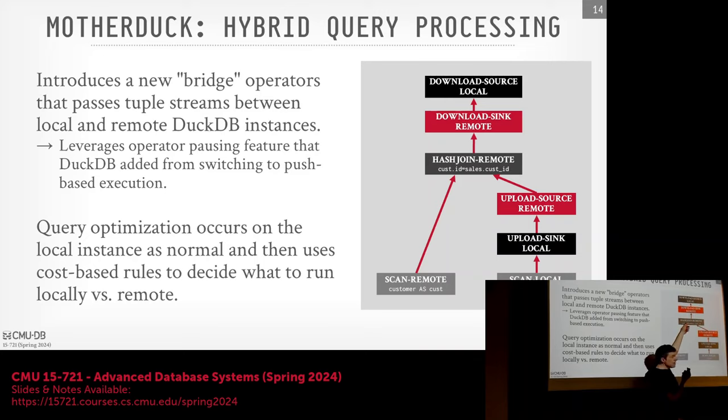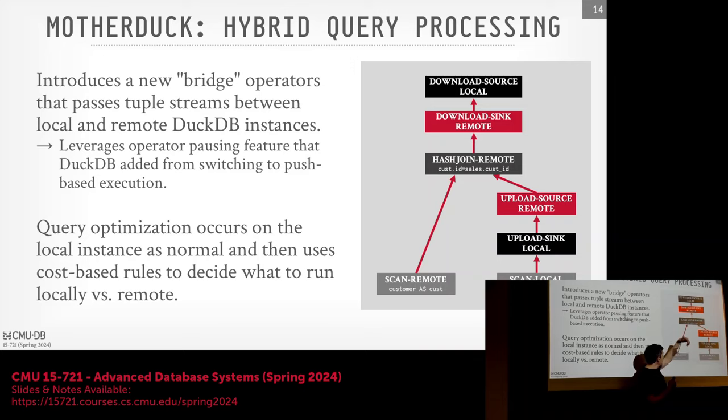The remote service then computes the hash join using the DuckDB instance that's running on the cloud. Then it has to get the result back to you, the client, so they send the data back. So they add source and sink operators in between these things. Again, you see they don't have to do anything extra to support this in terms of scheduling and running these pipelines, because we just made a big deal about how they switched to the push-based model. They can pause things and do asynchronous I/O because now the control flow is separate from the data flow.